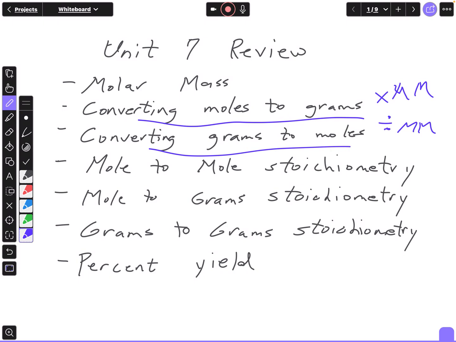We need to know mole-to-mole stoichiometry problems. Those are our one-step problems. Moles to grams stoichiometry: if you start off in moles and you have to find your answer in grams, that was a two-step problem. And then we need to know grams to grams stoichiometry. That's our three-step problems. And then finally, percent yield. Those will be the problems on the test. Now we're going to look at one example of each. It's a real quick video.